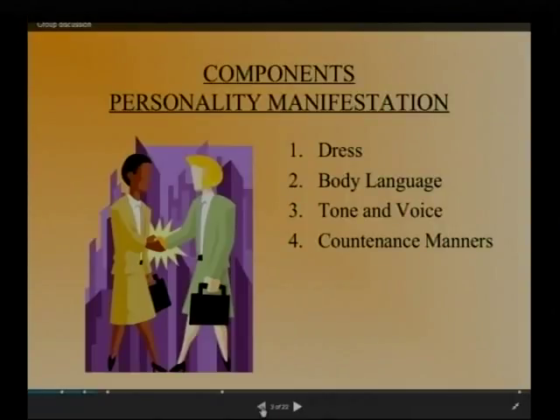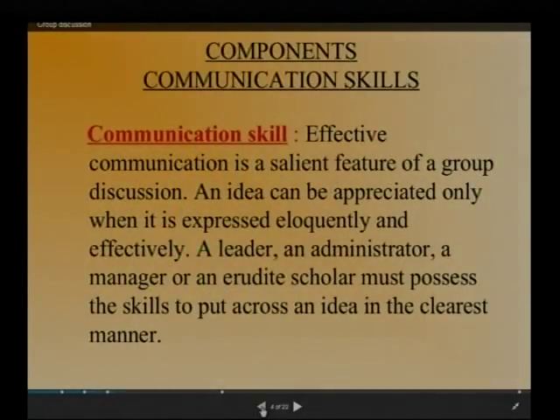Body language, in terms of body language, your postures, your gestures, as well as your positive body language frame is important. And then we have tone and voice. Tone is nothing but your emotion, and voice is your decibel level, that is how high your voice is and how low your voice is depends on your conversation. Then comes your manners, which has to do with how you behave, how you actually project yourself in the group discussion.